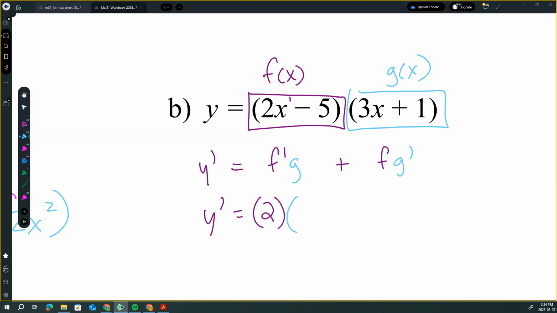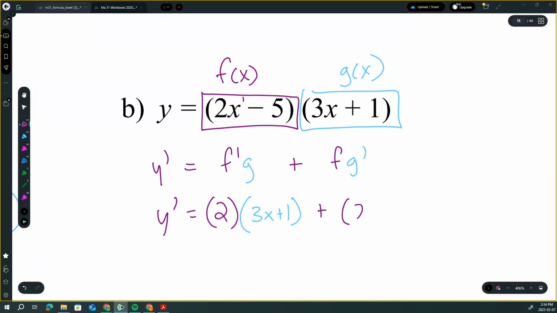And now I write my second function, but I'm not doing anything to it. Plus, and then my first function, I'm not doing anything to that, times by the derivative of the second function, which is going to be very similar to 2x, except for now it's 3x. Okay, so coefficient times the exponent, which is 1, 3 times 1, that's 3. Take away 1 from the exponent, that's going to give us x to the power of 0. Again, x to the power of 0 is going to be 1. 1 times 3, that's still going to be 3.